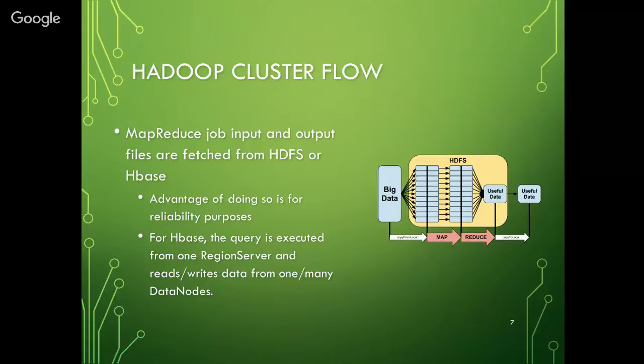The MapReduce job input and the output files are fetched from HDFS or HBase, either one. The advantage of doing so is for reliability purposes. Basically, during the job shuffle and join phase, which are in between the map and reduce tasks, the intermediate output produced by this phase is written to the local disk by mappers. Then this output is read and transferred by the node managers to the reducers. For the case of HBase, the query is executed from one region server and reads and writes data from one to many data nodes.